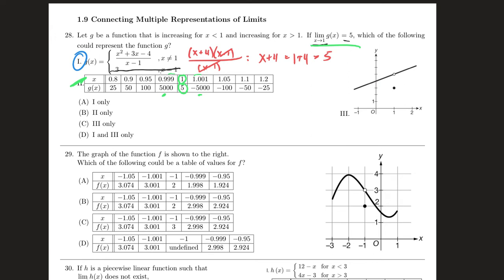And our graph at 1, again, we don't care about exactly at 1, so I don't care about exactly on this blue line. But everywhere around there, we get these values here, which are at 1, 2, 3, 4, 5. So this is also at 5, which means that works. So 1 and 3 are our answers.